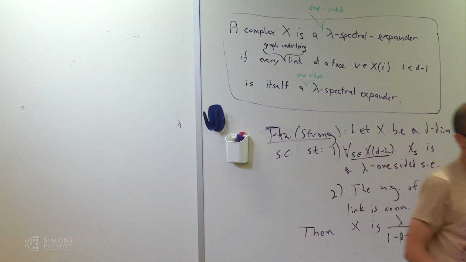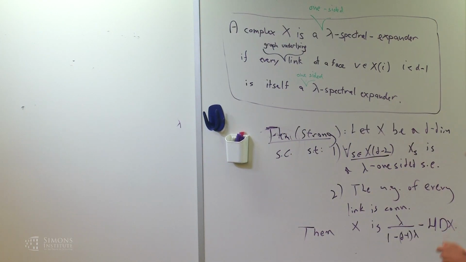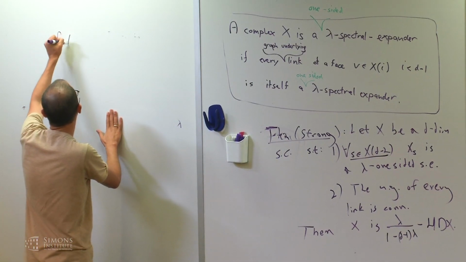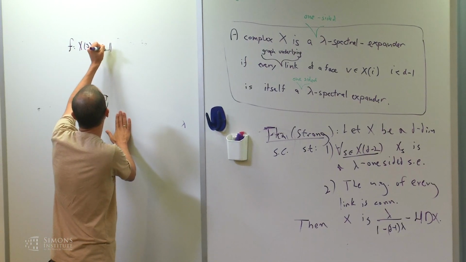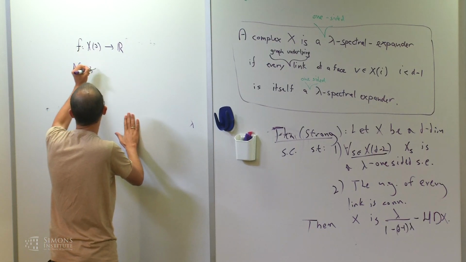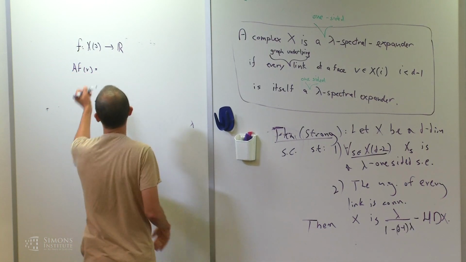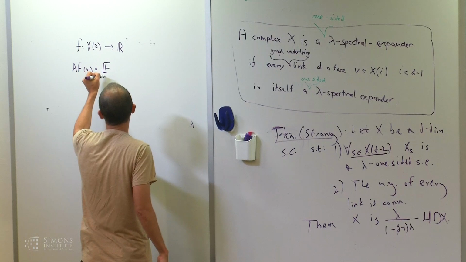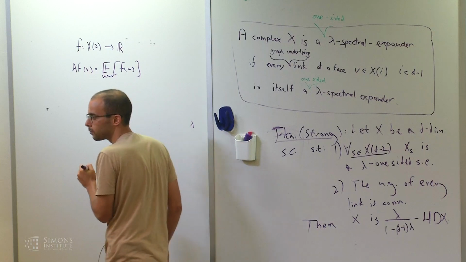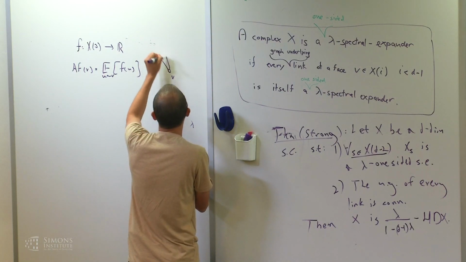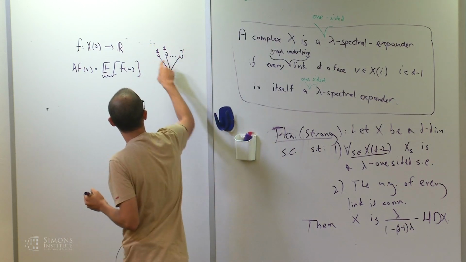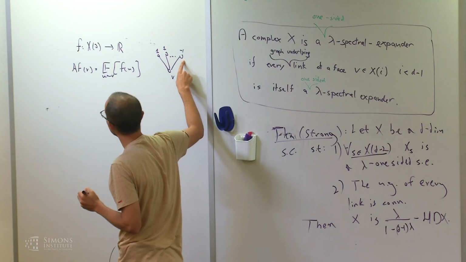So last hour, recall that we defined the adjacency operator, right? So if we have a function f on the vertices of the underlying graph, then Af is also a function on the vertices, and Af(v) is just the expectation over all the u's adjacent to v of f(u). So if this is v, and this is its neighbors, then Af is just averaging out all the neighbors of v.